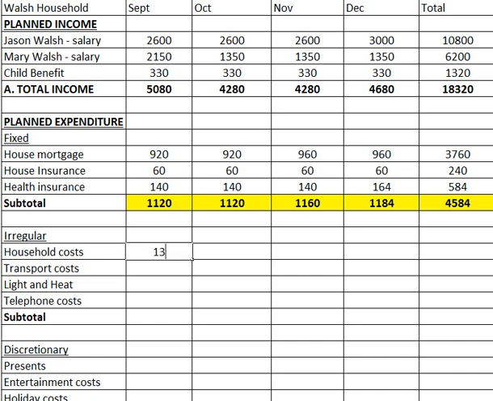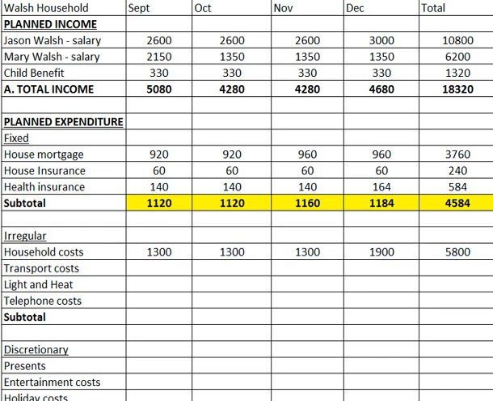Irregular expenditure. Items where the cost does change according to use. And they're going to be $1,300 per month for household costs. Alright, made a mistake there. $1,300 per month. Except in December, when it's going to be $600 extra. So it's going to go up to $1,900, giving a total of $5,800.